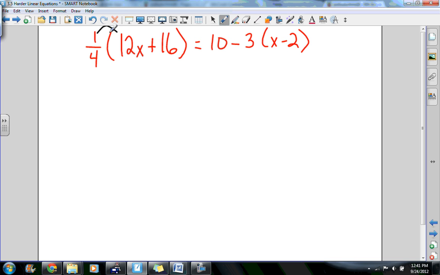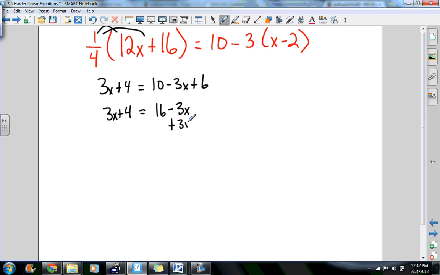Well, 1/4 distributed to each of these gives us 3x plus 4 is equal to 10 minus 3x plus 6. Be careful with this plus here. I am going to combine the 10 and the 6 to give me 16 minus 3x is equal to 3x plus 4. I'm going to add 3x to both sides.